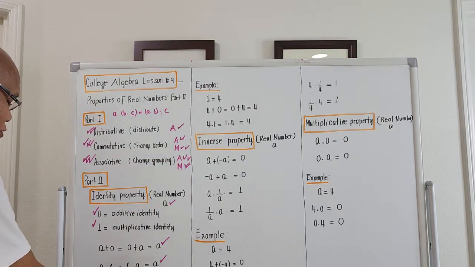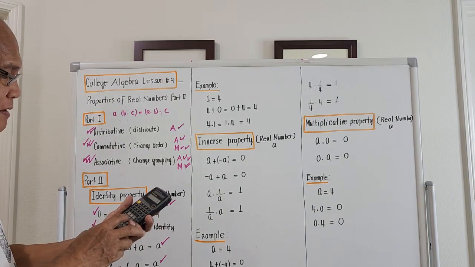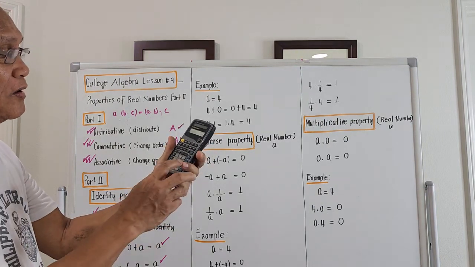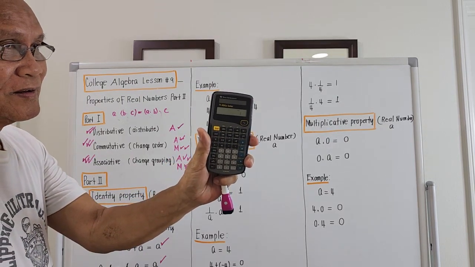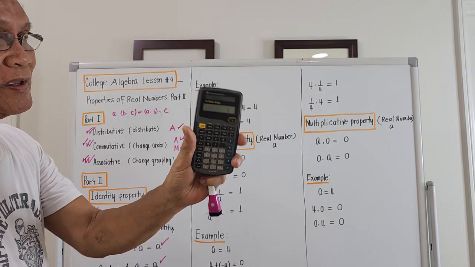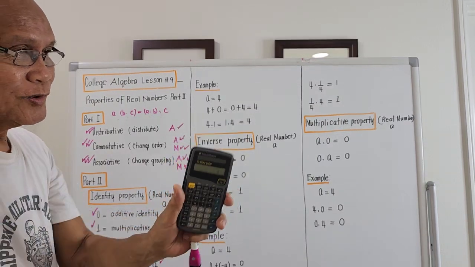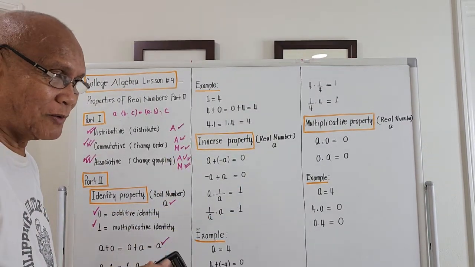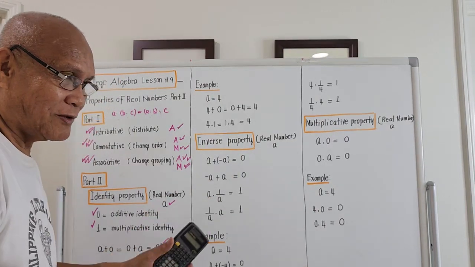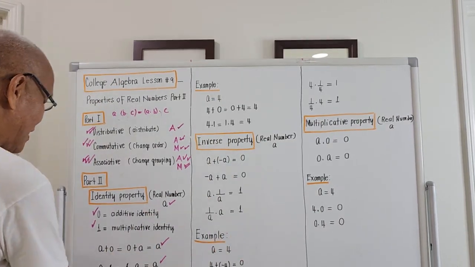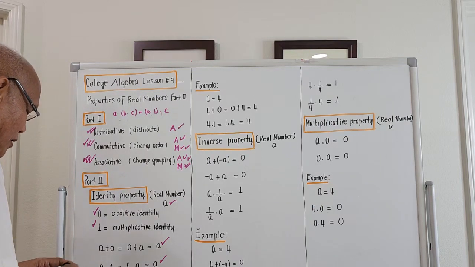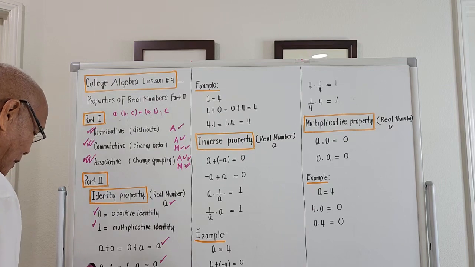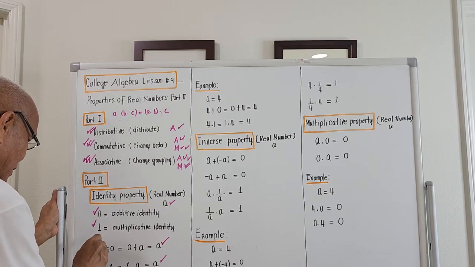Okay? The next one, if the number is 8 or 9, we multiply 8 by 1, okay? The value will still be 9. So the only number that could be multiplied to any real number so that the value will not change is 1. Okay? So these two concepts here are very important.